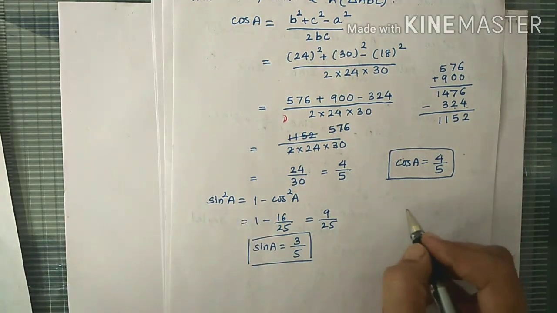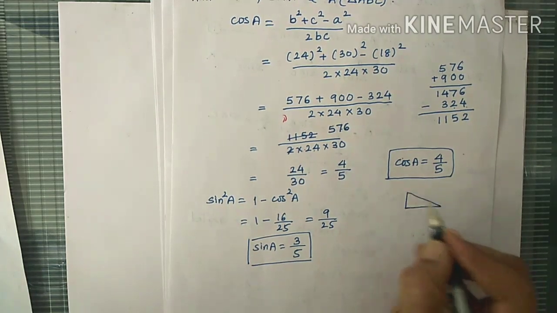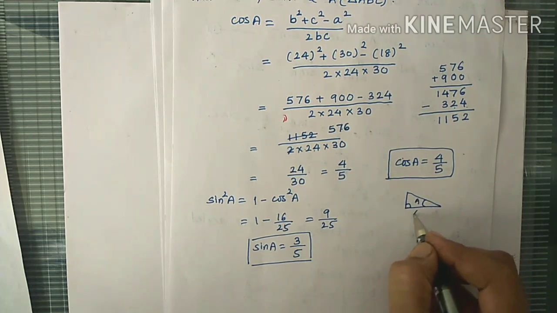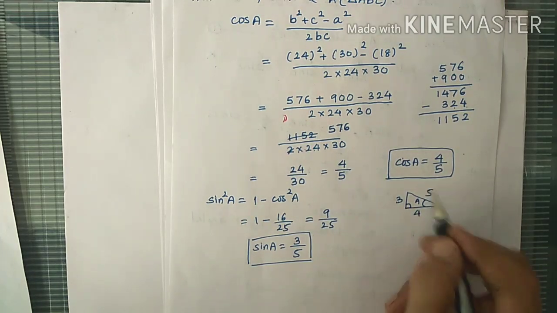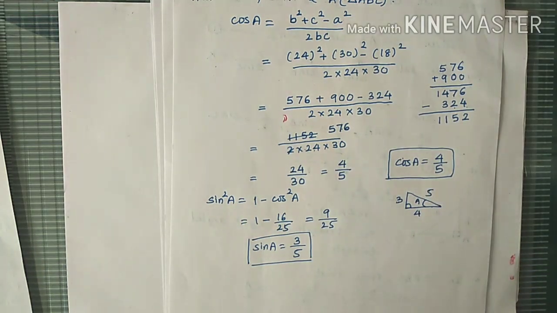Instead of using the formula also, we can use this right angle triangle also. If this is A and cos A is 4 by 5, then the remaining side is 3. So sin A is 3 by 5. Like this also we can find value of sin A.